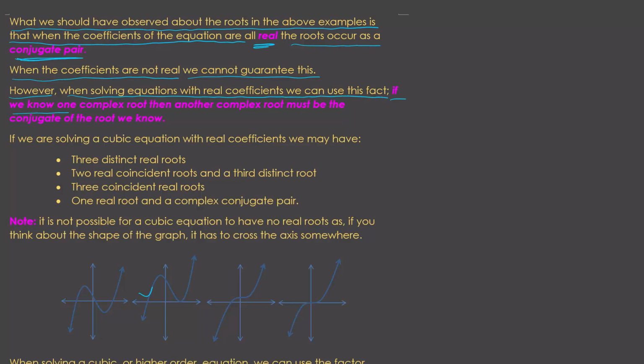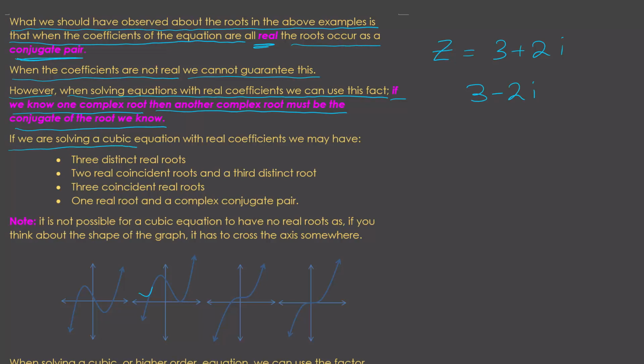If we know one complex root, then another complex root must be the conjugate of the root we know. So if we knew that z was 3 plus 2i, was a root of our polynomial, then we'd also know that 3 minus 2i is a root.